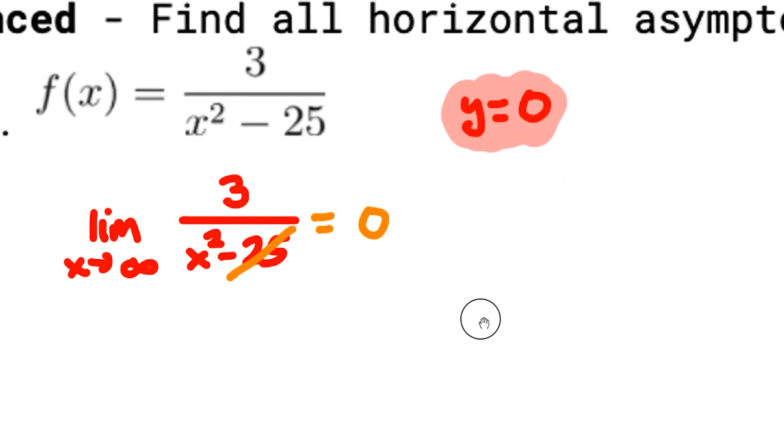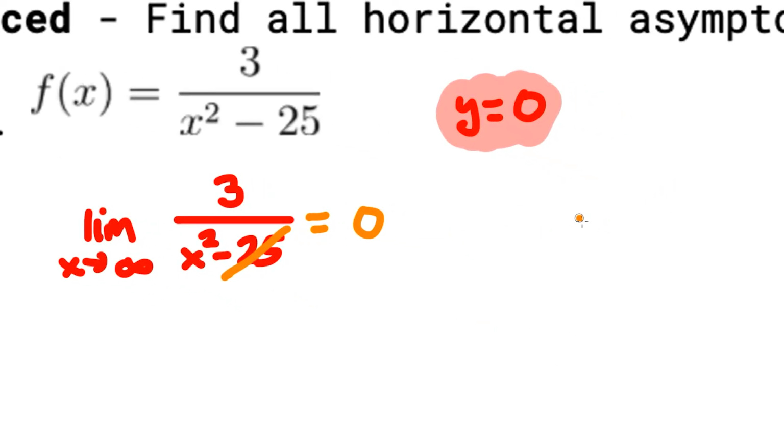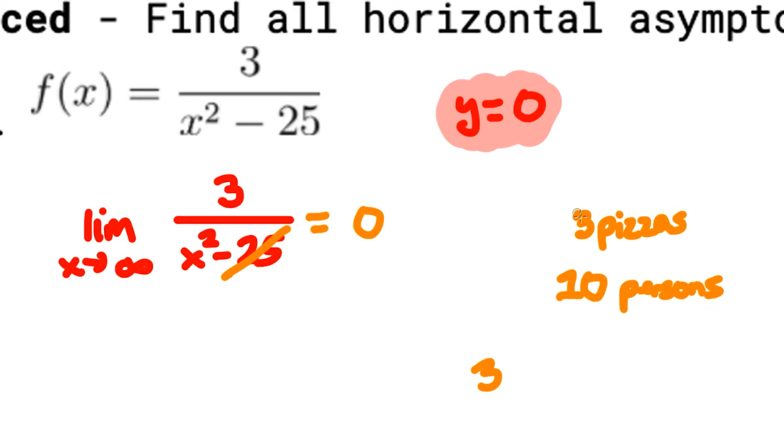One way of looking at it too is if, say, you had 3 pizzas and you were dividing it by 1 person. That means that 1 person will get 3 pizzas. But now what happens if I made it 10 people? Well, 3 divided by 10 here would be 0.3. What happens if I did 100? Well, that would be 0.03.